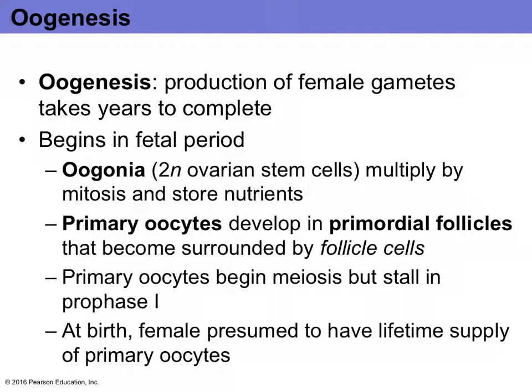This primary oocyte is going to be the one that goes through meiosis. And this process begins also in the womb. And then the primary oocyte freezes in prophase 1 and remains there until much later in life. So when the female is born, she has all the primary oocytes that she is going to have for her lifetime. Or at least we presume that's how it happens.